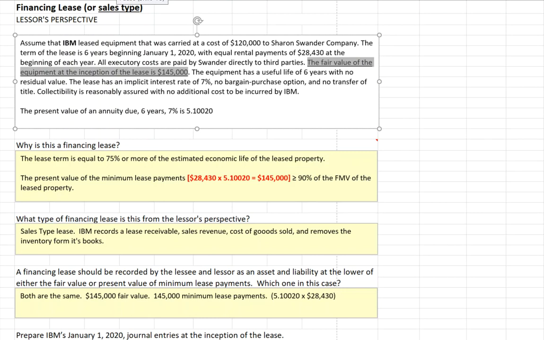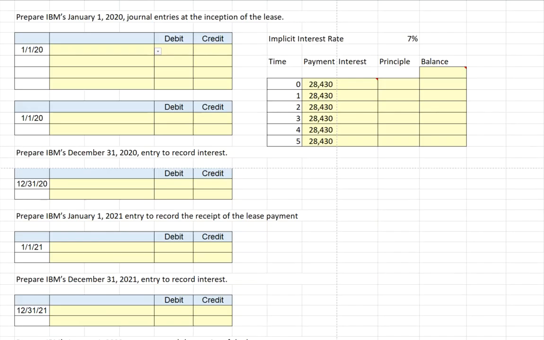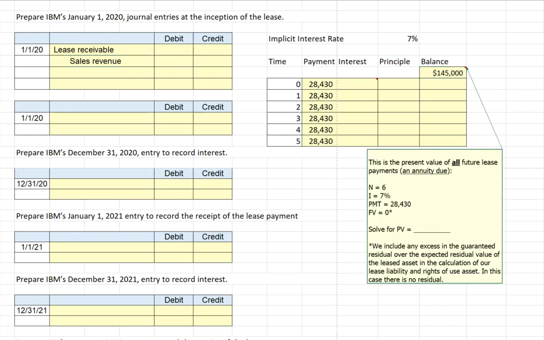Let's go ahead and take a look at IBM's journal entries for 2020 and 2021. At the inception of the lease on January 1, 2020, IBM, of course, will record a lease receivable and sales revenue, and that sales revenue will be equal to the present value of future minimum lease payments, which is $145,000. We can calculate that by taking the payment, multiplying it by the present value of an annuity due factor we were given, or we can use our financial calculator, making sure it's on the annuity due setting.